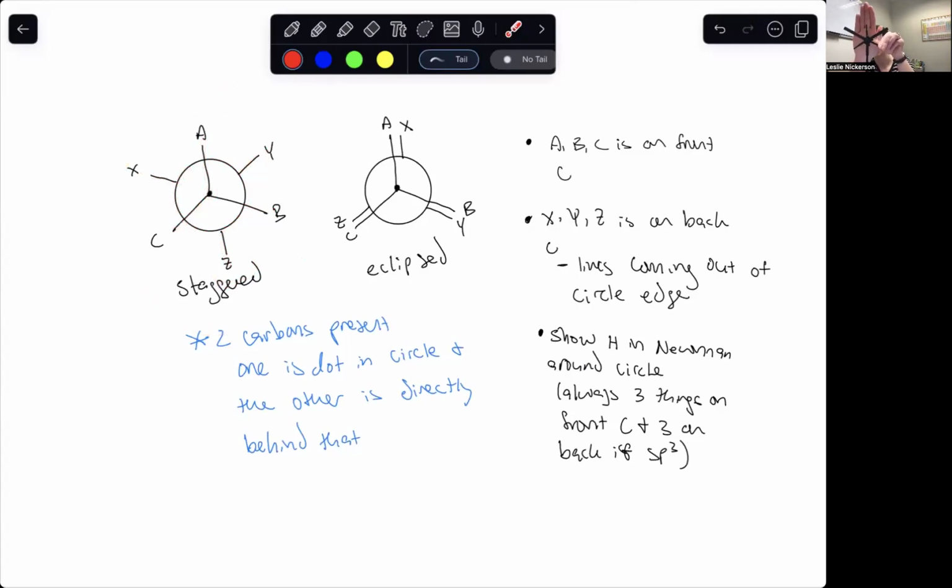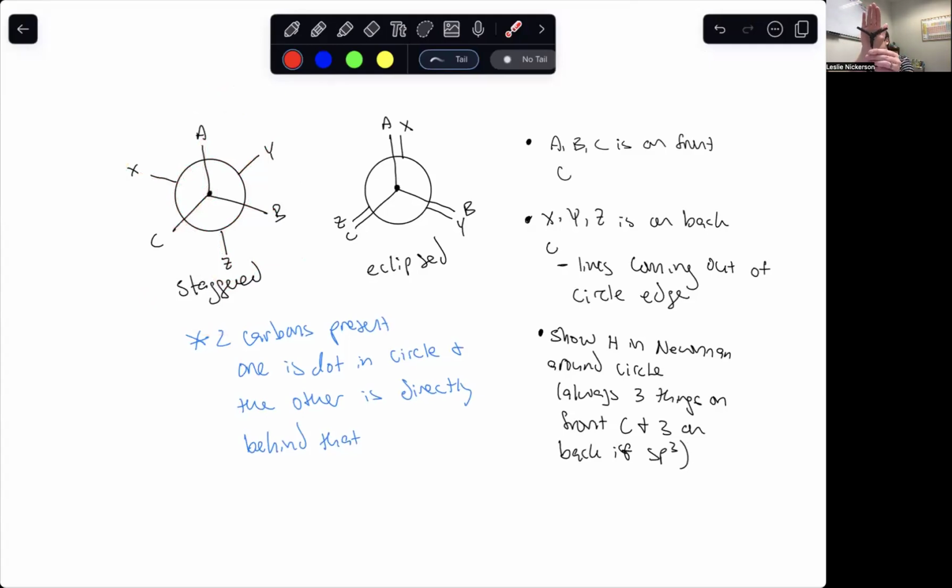Let me get it lined up. So you see 6 very distinct substituents off of these 2 carbon atoms, and that is the staggered form. Okay, if you rotate this, and you can rotate the front or the back carbon, it doesn't matter which one. So once you have it here, if you're eclipsing all of them, now it looks like I only have 3, but I still have all the same ones.